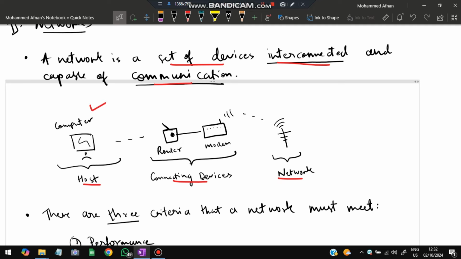Host is the end device which we use, like a computer or mobile device. Connecting devices are the ones which facilitate the transfer of the data from the network to the host, like a router or modem. And the network is the one which is the source from where the data gets started.